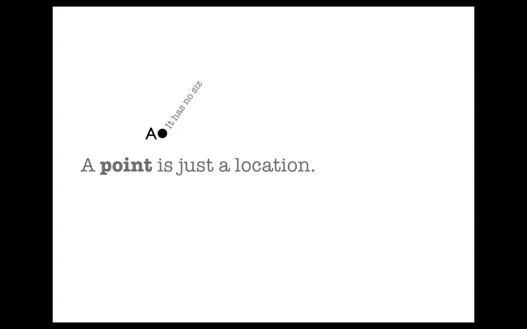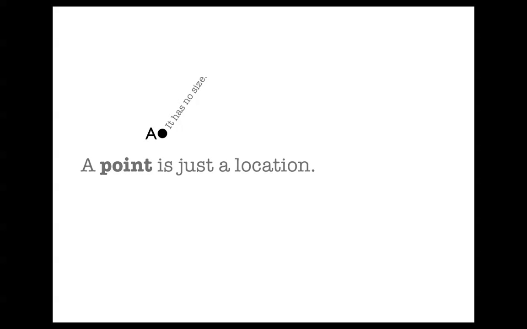Okay, here we go. What's that? That's a point. I'm going to call this point point A. A point is just a location. That's all. It has no size. You can't measure it. It has no depth, no width, no height. Even though that dot could technically be measured with a ruler, a point doesn't really have any size because a point just indicates a location, not a size.